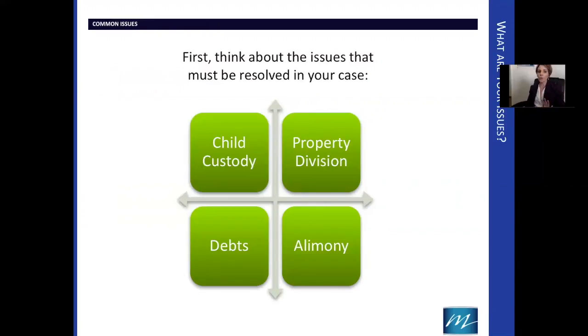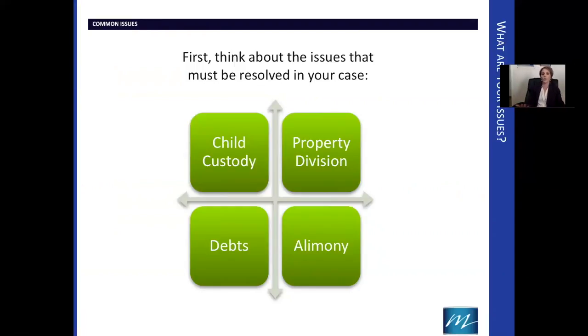If you do, then the next step is, okay, on child custody, what do we disagree about and what do we agree about? If we agree on everything in child custody, then maybe we can set that off to the side, and then move on to the next massive issue, and maybe that's property division.